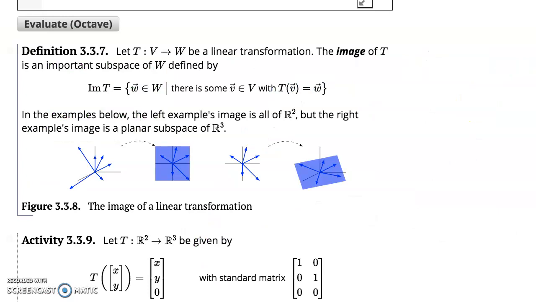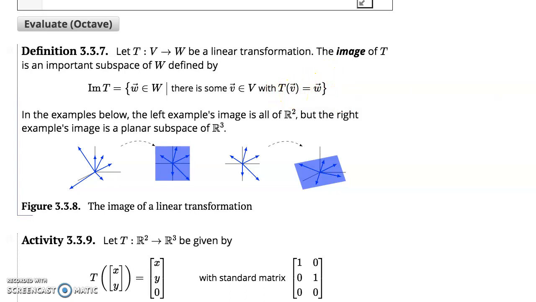So if the kernel gives us the picture of what all in the domain is getting erased, sent to the zero vector by a transformation, the image gives us the opposite perspective. It tells us what vectors in the codomain are getting hit as the image of some vector from the domain. So the image of a linear transformation is the set of all vectors in the codomain which are equal to T of something from the domain.